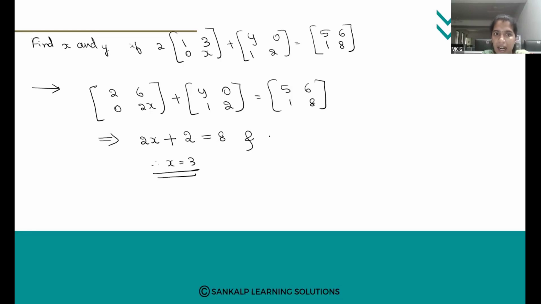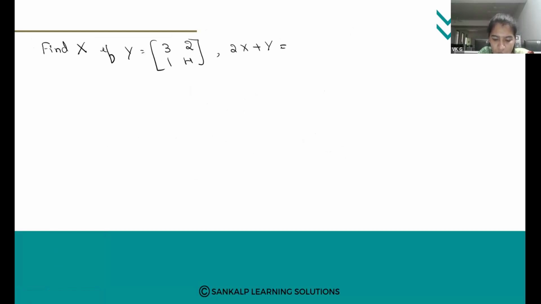Similarly, for y, the first entry. So 2 from the first plus y from the next, right side only 5. 2 from the first, y from the next, 5 from the right. Therefore, y is also 3. Clear? Again, there is no need to write the matrix on the left side, directly you can conclude. Yes. Next question.